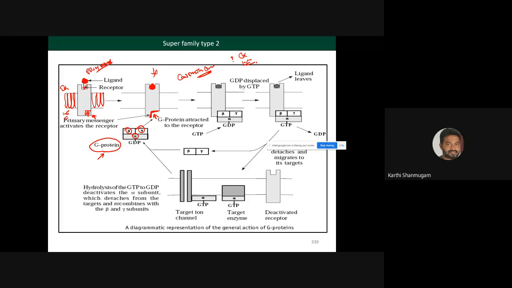To the alpha subunit, there is a chemical attached called GDP. You might have already studied about GTP, GDP and so on, right? So there is a chemical which is directly attached to the alpha subunit called GDP. Now this entire G protein is attracted to this position because of the conformational change that takes place due to the binding of the ligand molecule. Is it understandable?